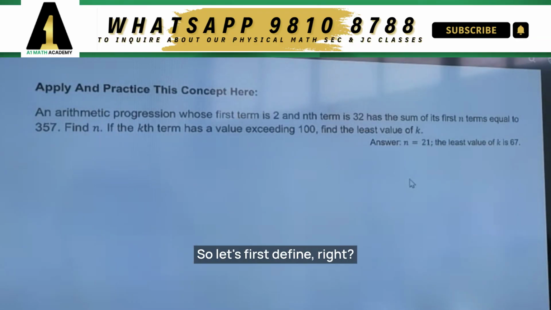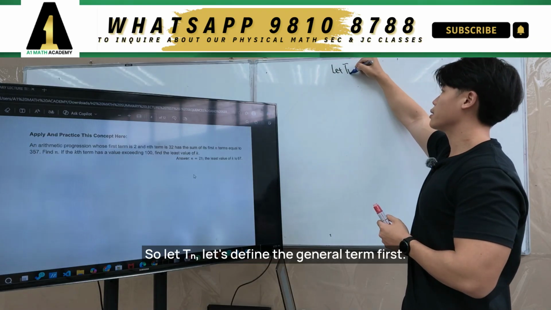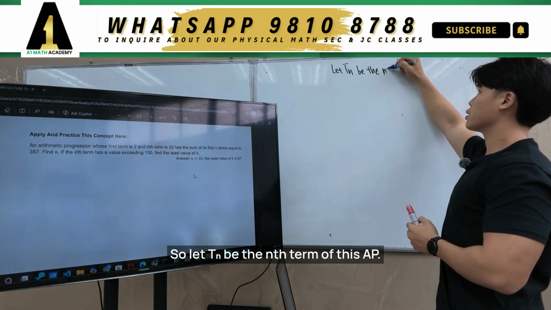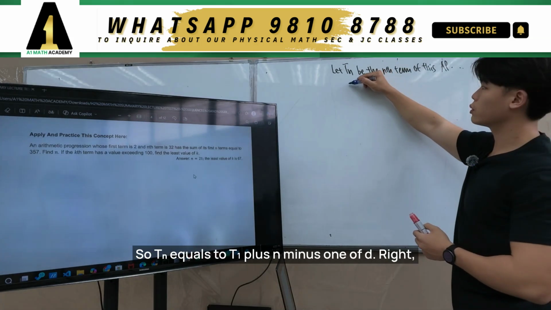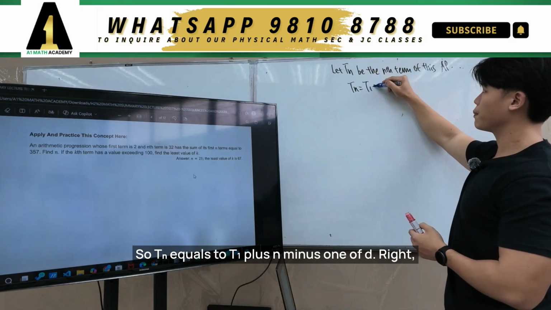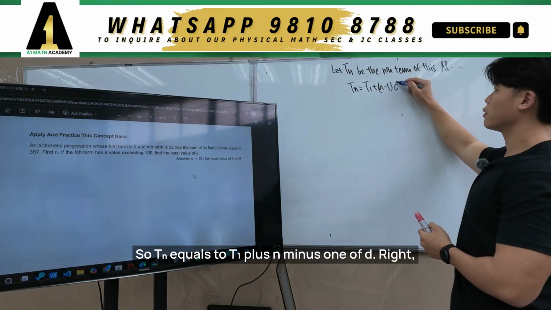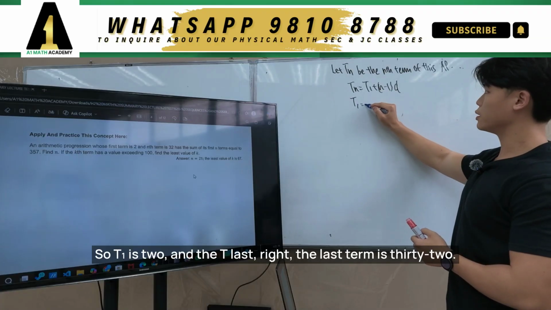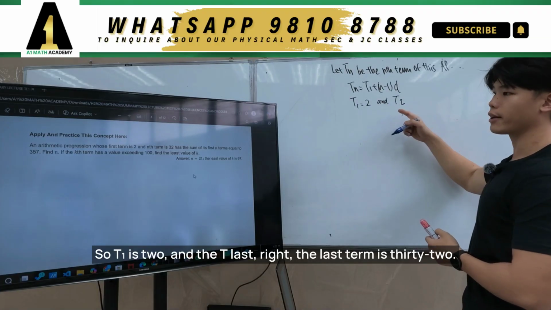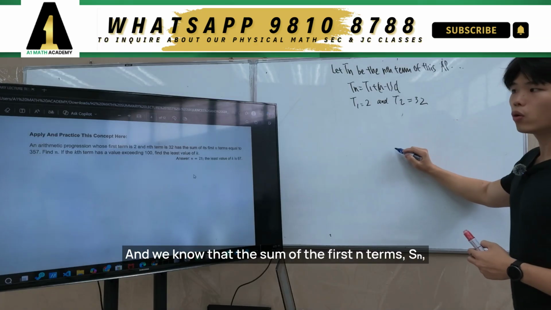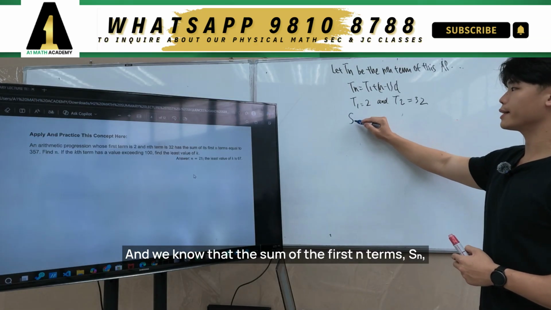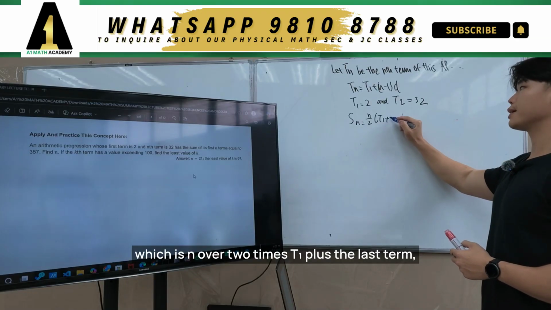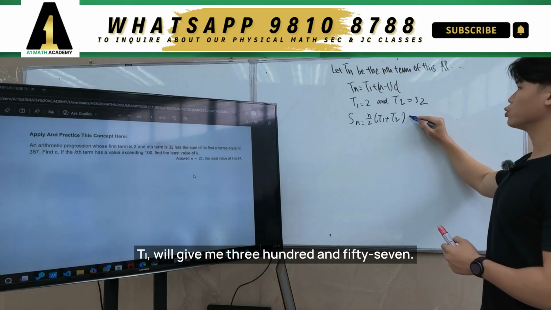So let's first define, right? Let's define the general term first. So let Tn be the nth term of this AP. So Tn equals T1 plus n minus 1 of d, right? This is the formula that you have learned. So T1 is 2 and the last term is 32. And we know that the sum of the first n terms, Sn, which is n over 2 times T1 plus the last term TL, will give me 357.